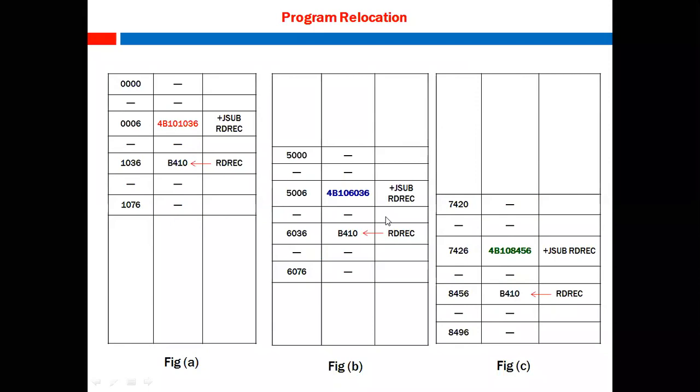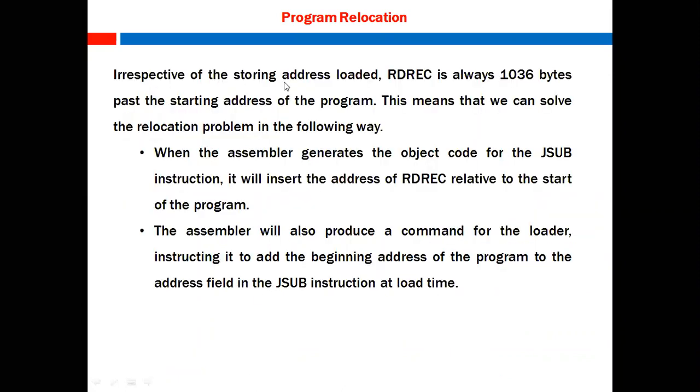So how do we do that modification? That is what we call program relocation. In program relocation, we do such modifications, and remember these modifications happen only for format 4 representations. Irrespective of the address where it is loaded, read record is always 1036 bytes past the starting address of the program that we have seen. So that means we can solve the relocation problem in the following way.